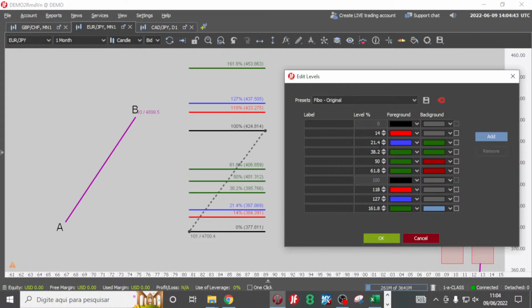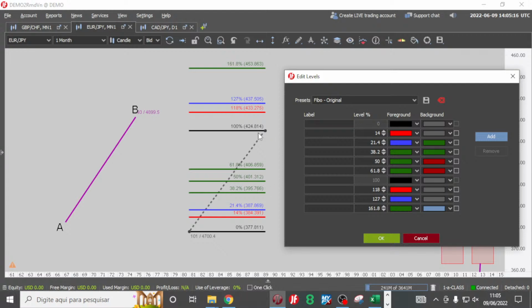Then I have 21.4 is the blue retracement, then I have 38.2 as the green retracement, 50 the second retracement, talking about the green, 61.8. Of course, different charting softwares have different colors. In TradingView, I believe that 38.2 is up in here, 61.8 is down in here, I'm not sure about this.